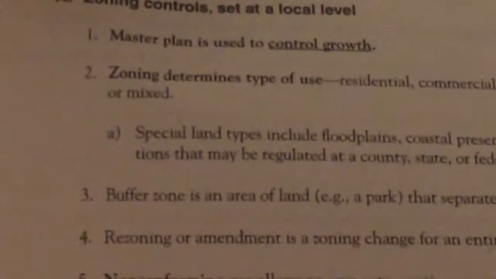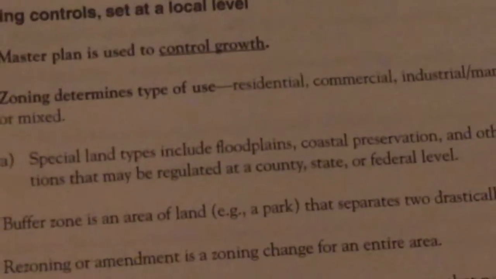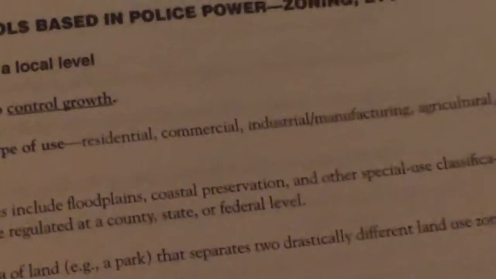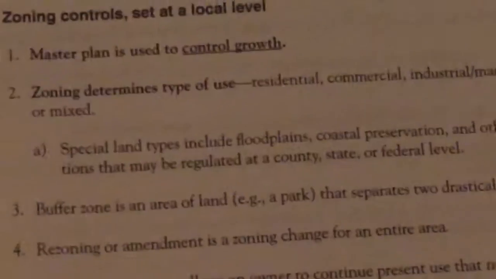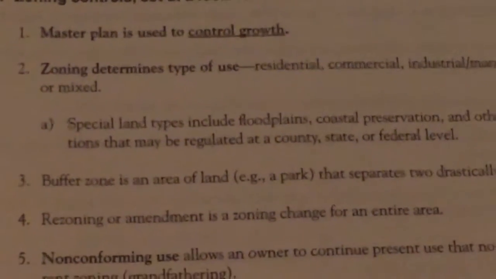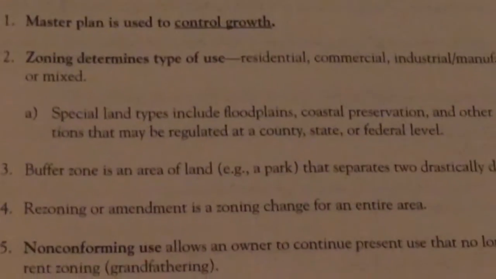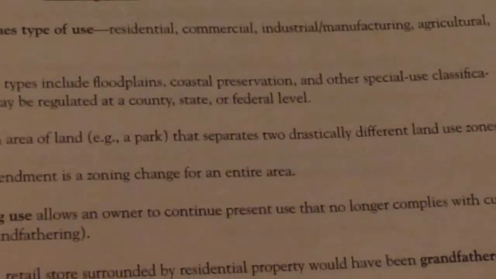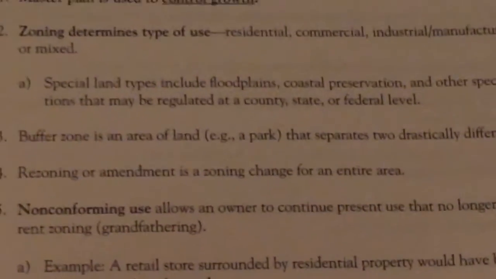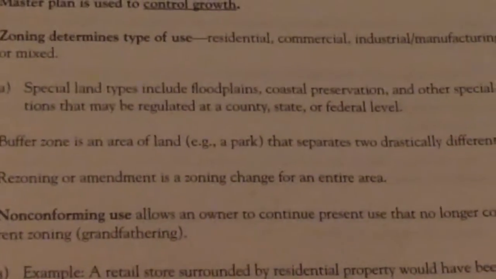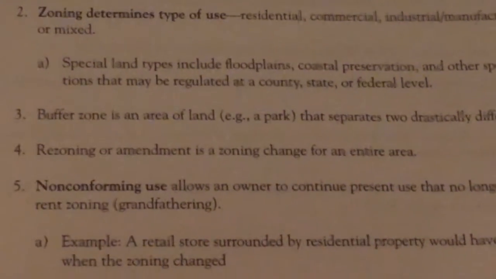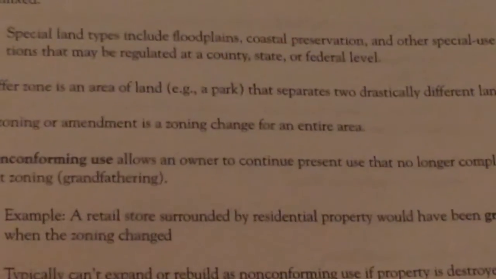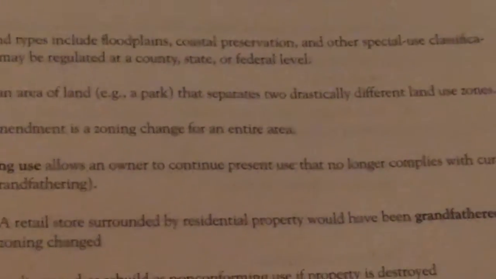2. Zoning determines type of use: residential, commercial, industrial/manufacturing, agricultural, or mixed. A. Special land types include floodplains, coastal preservation, and other special use classifications that may be regulated at a county, state, or federal level. 3. Buffer zone is an area of land, for instance a park, that separates two drastically different land use zones.